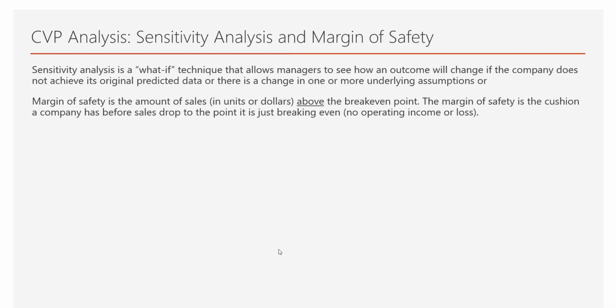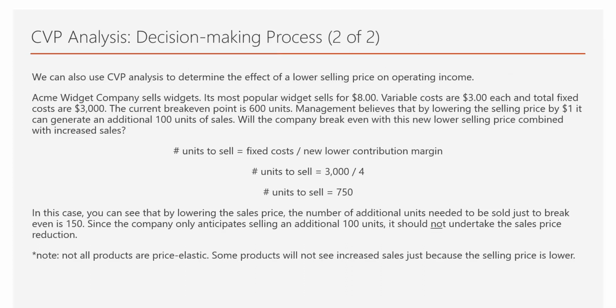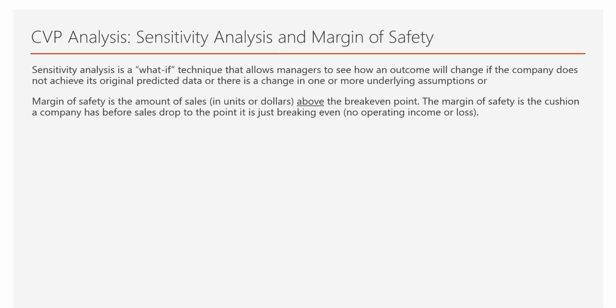how it's going to change the bottom line when we have a change in one or more of the underlying assumptions. Now, the margin of safety is another topic I want to introduce, and that's the amount of sales, and we can express this in units or dollars.